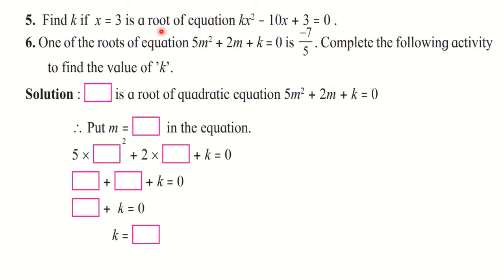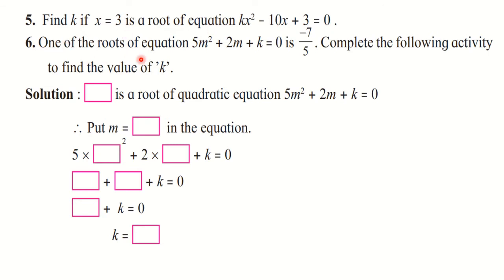See, question number 5 and 6 are the same. Question number 5 is a direct question while question number 6 is based on an activity. You know that question number 2a and 3a are based on activity. So whenever you want to find the unknown and one of the roots is provided, you can put that value here in place of the variable.